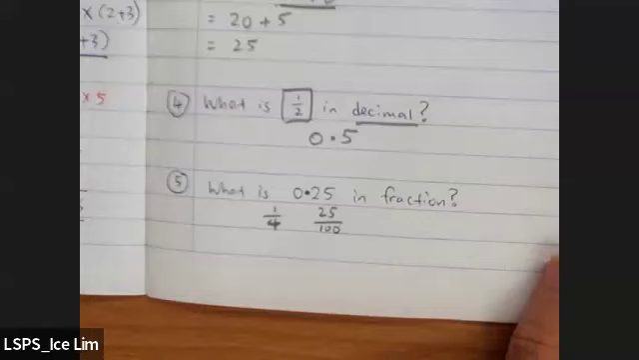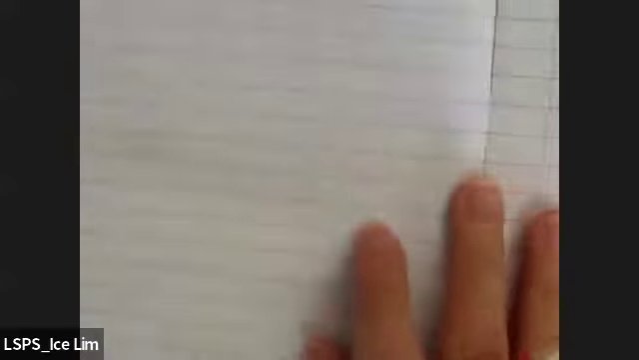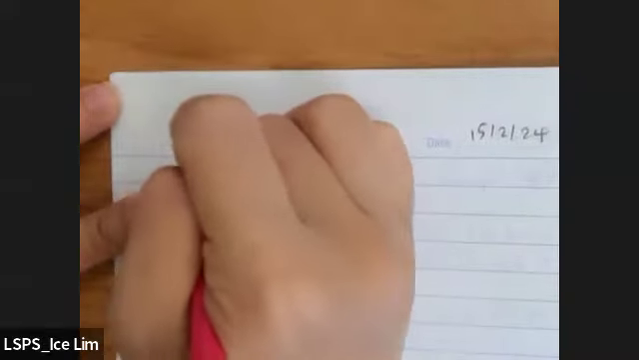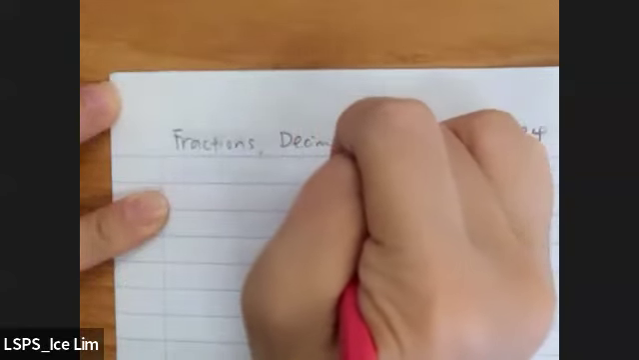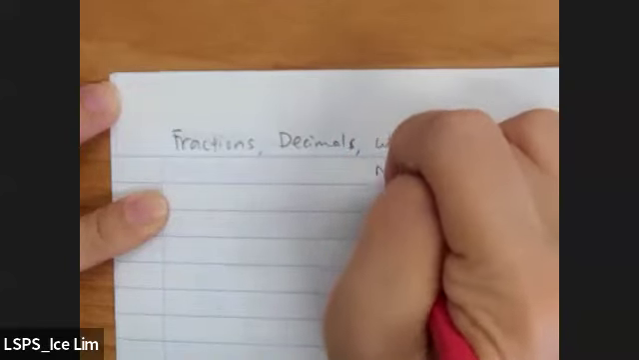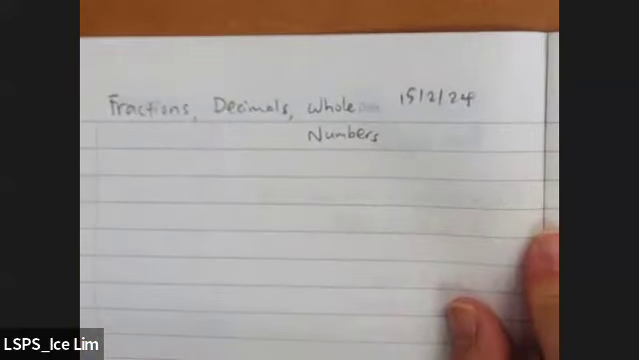Okay? Quickly, please. Now, I'm going to come here again, and I'm going to do a bit of drawing here. So this is 15th February. And I'm going to talk a little bit about fractions, decimals, and whole numbers. So exactly how these three are related.